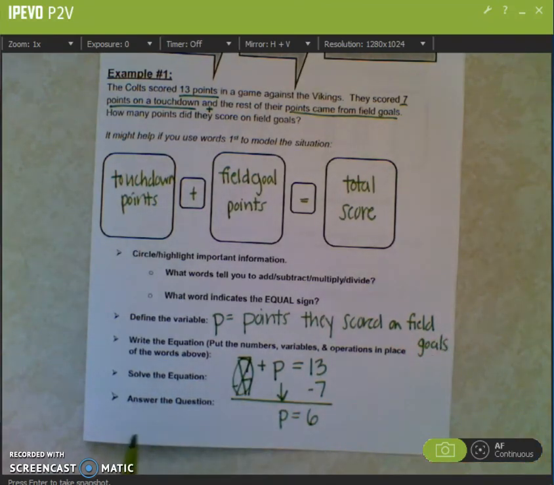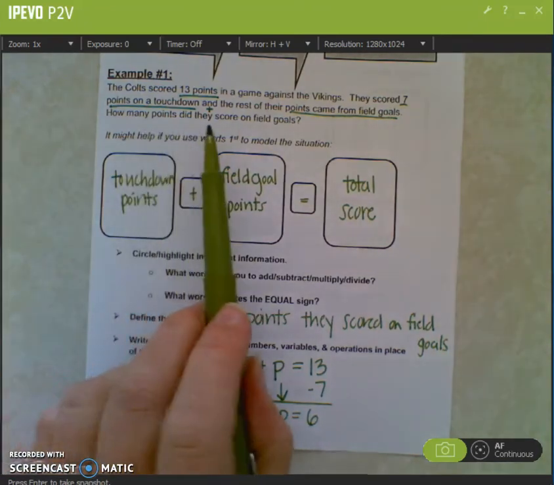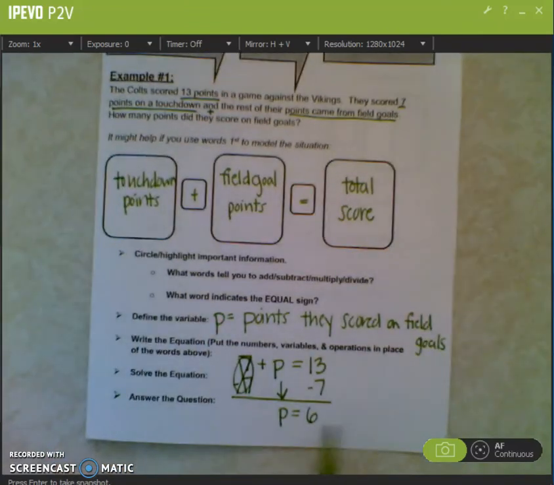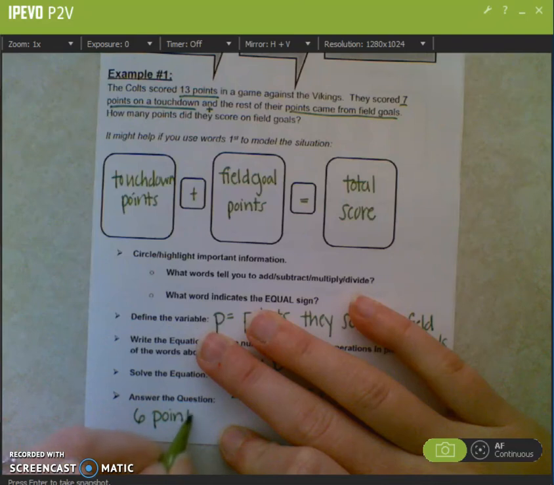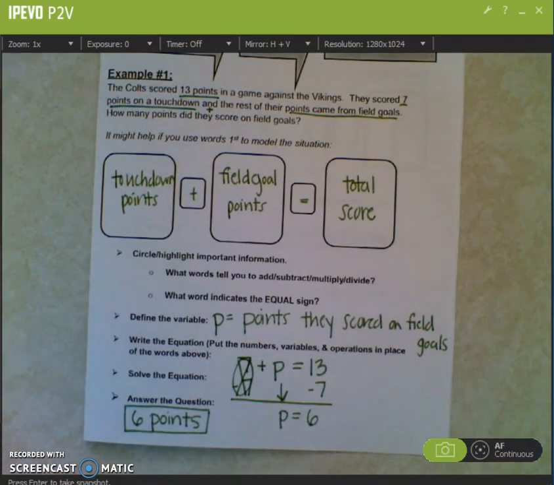The last thing I need to do is make sure that I answer the question with a label. So how many points did they score on field goals? 6 points. So my final answer here that I'm going to write is 6 points, from my solved equation P equals 6.